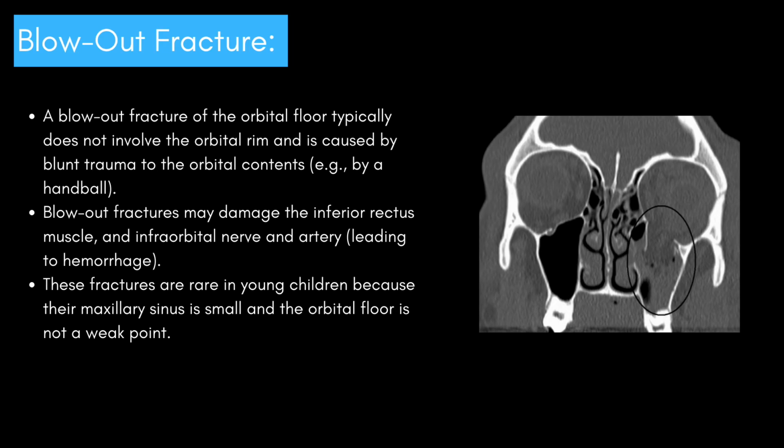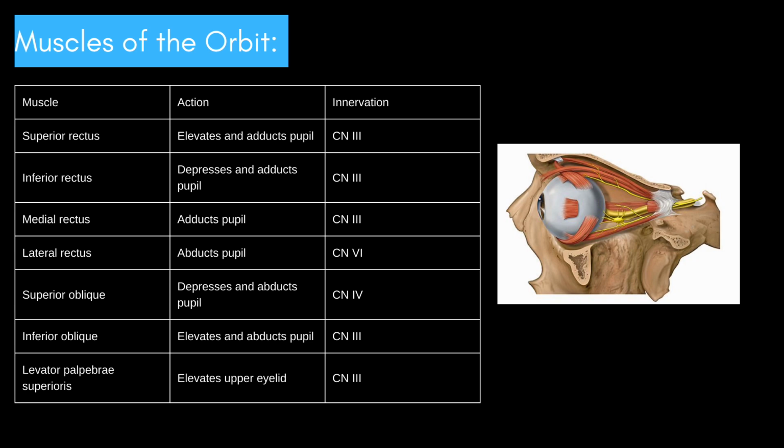Let's next take a look at blowout fracture. A blowout fracture of the orbital floor typically does not involve the orbital rim and is caused by blunt trauma to the orbital contents, for example, by a handball. Blowout fractures may damage the inferior rectus muscle, an infraorbital nerve and artery, leading to hemorrhage. These fractures are rare in young children because their maxillary sinus is small and the orbital floor is not a weak point.